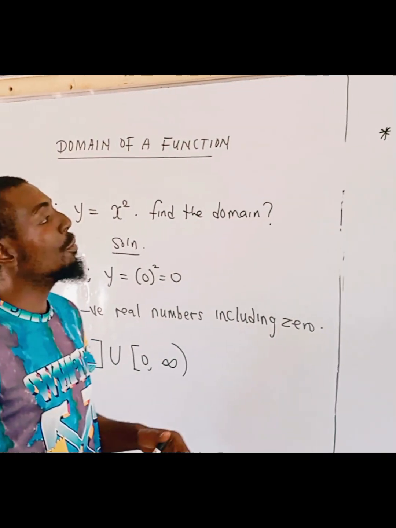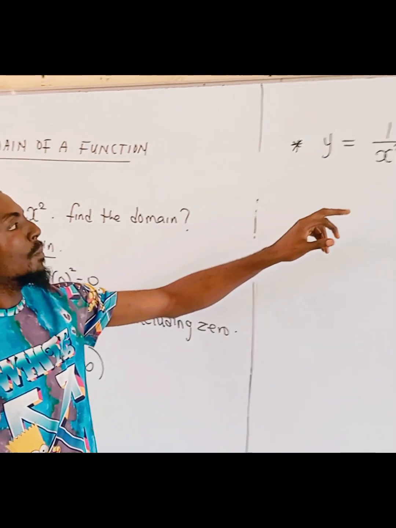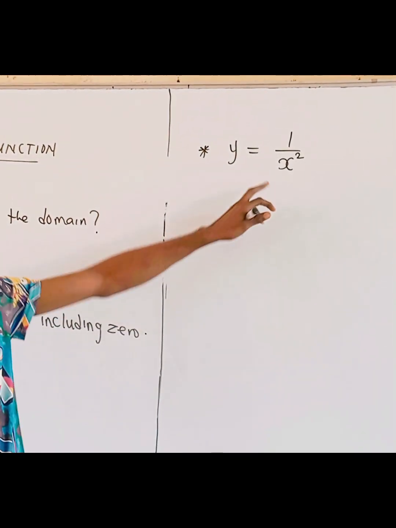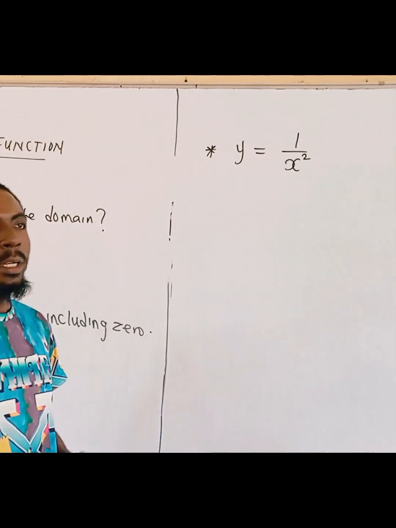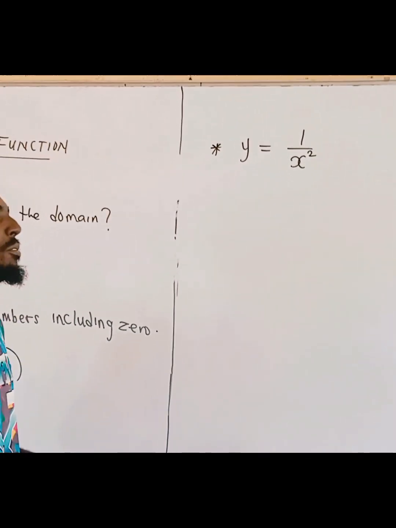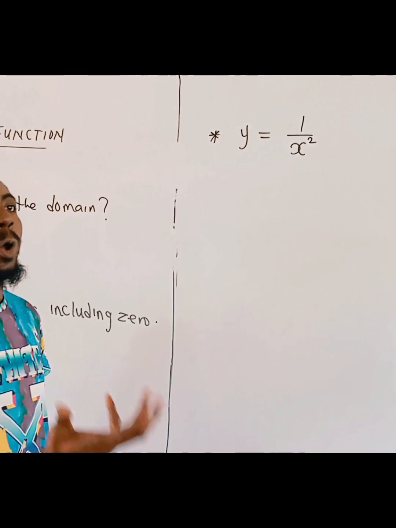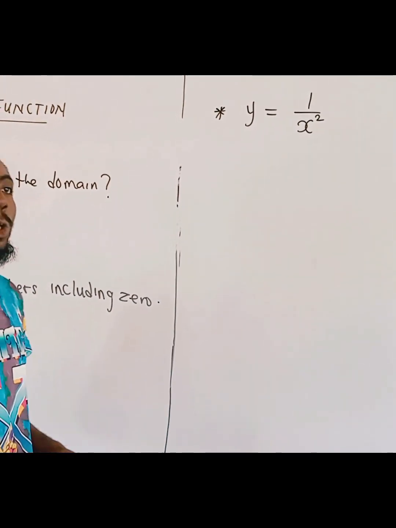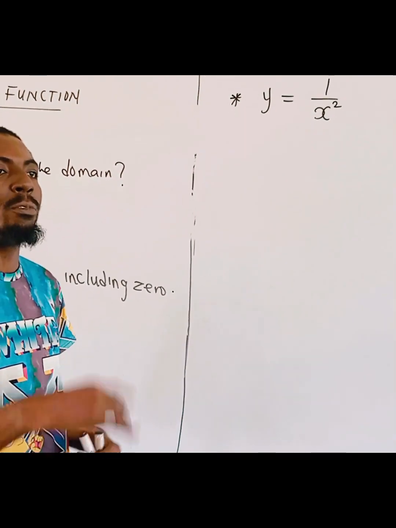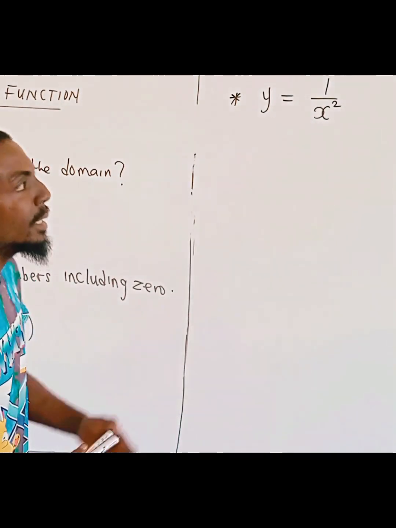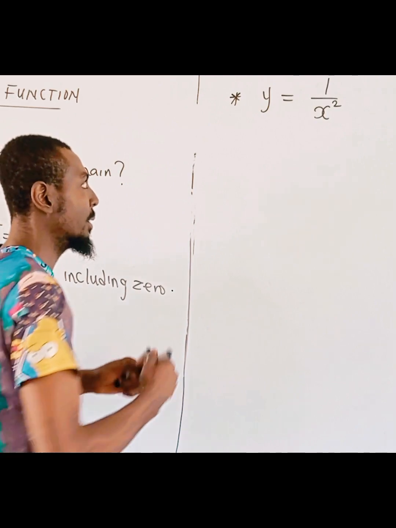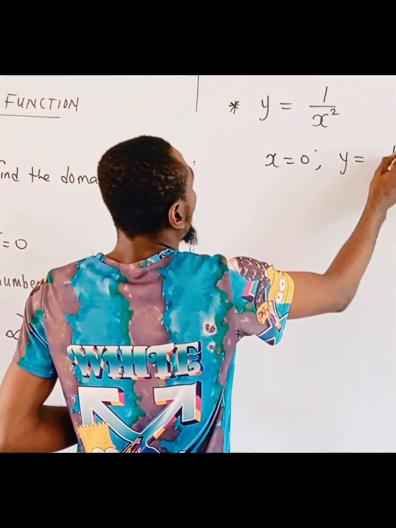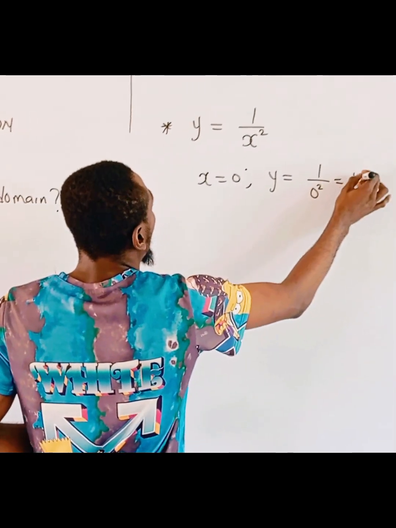When you check very well, you find out that 0 cannot define this function, because when x is equal to 0, the function tends to infinity. That function will give us indeterminate or undefined. The function will not be defined. Of course, you say that the domain of the function is the range of values to which the function could be defined. In this case, 0 cannot define the function, because when x is equal to 0, y will be equal to 1 over 0 squared, which is undefined.